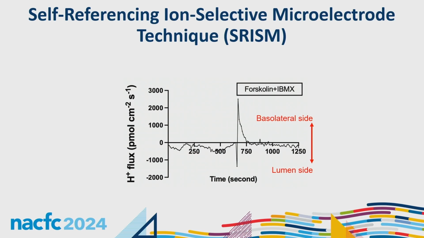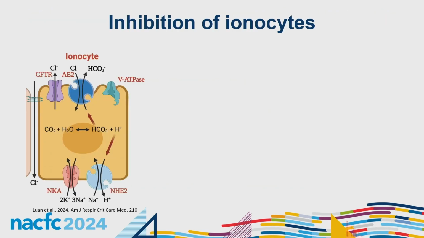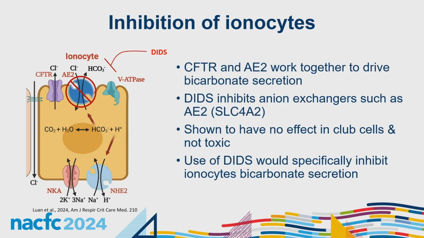The next step was to ask: does the bicarbonate that is secreted from these cells actually have any effect on the mucin at all? So we wanted to inhibit ionocytes first. We used DIDS to inhibit the ionocytes. And again, as we've shown, we know that CFTR and anion exchanger 2 work together to drive bicarbonate secretion. DIDS is a blocker of this anion exchanger, and more importantly, it has no effect on other cells like club cells, and it's not toxic. So we know specifically that we're inhibiting ionocytes.